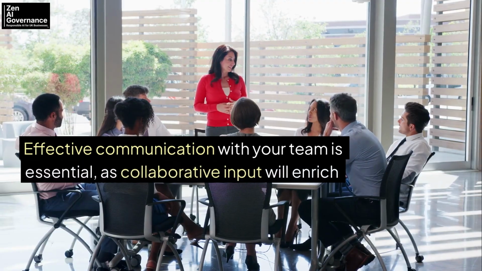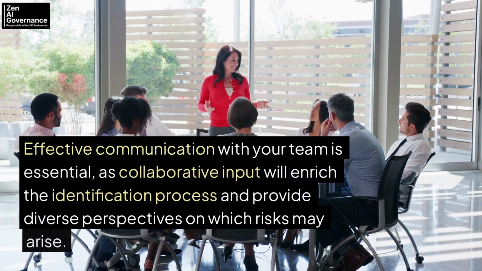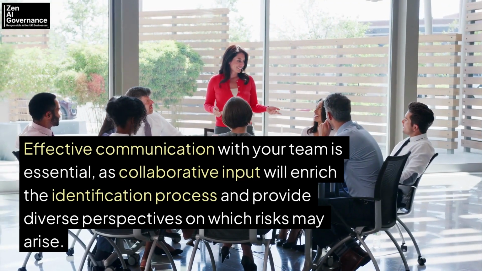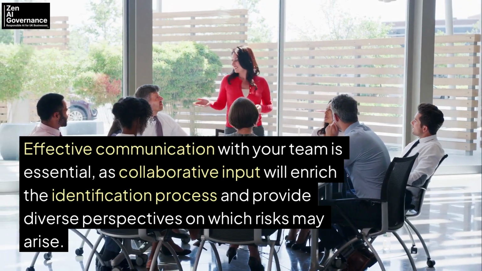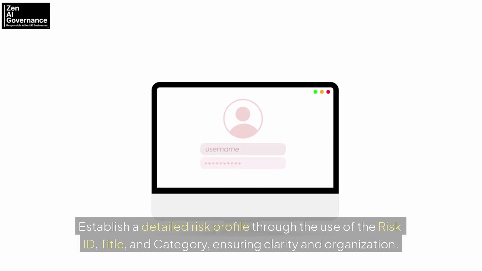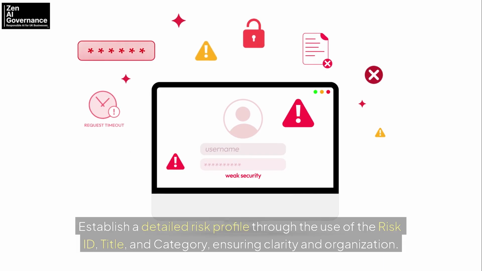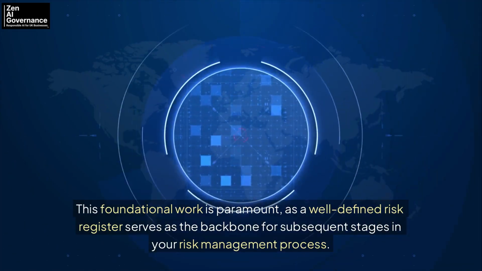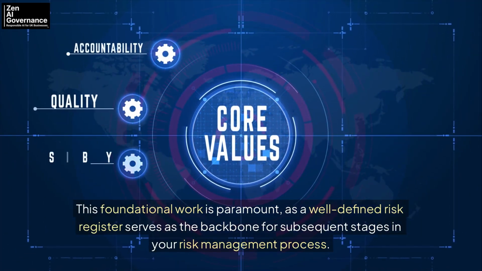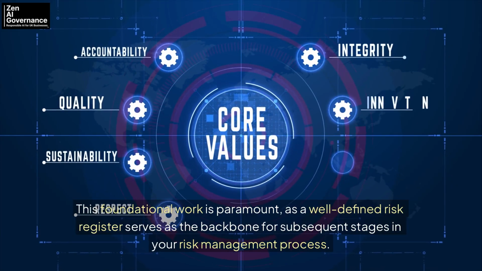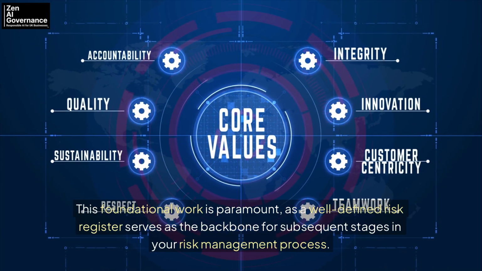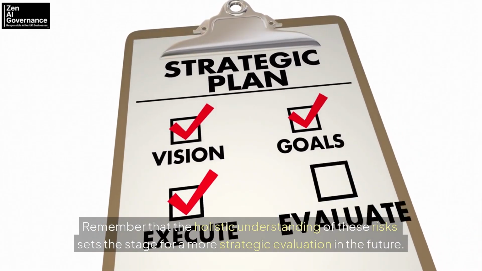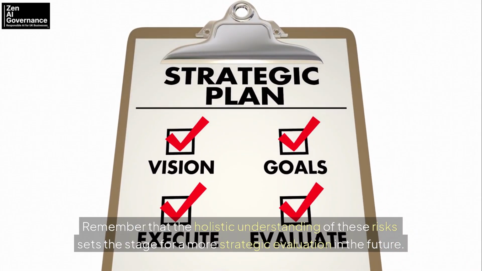Effective communication with your team is essential, as collaborative input will enrich the identification process and provide diverse perspectives on which risks may arise. Establish a detailed risk profile through the use of the risk ID, title, and category, ensuring clarity and organization. This foundational work is paramount, as a well-defined risk register serves as the backbone for subsequent stages in your risk management process. Remember that the holistic understanding of these risks sets the stage for a more strategic evaluation in the future.